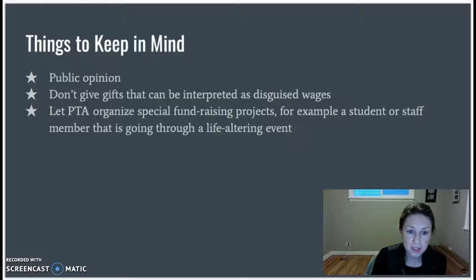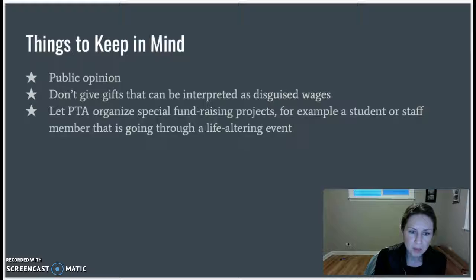Some final things to keep in mind is public opinion. You don't want to seem like you're spending school money frivolously. And you don't want gifts that can be interpreted as disguised wages. So anything that might be seen that way definitely needs to be taken into account on a staff member's W-2s.